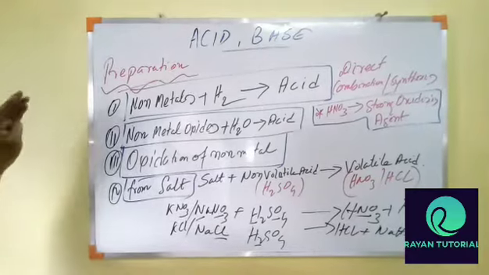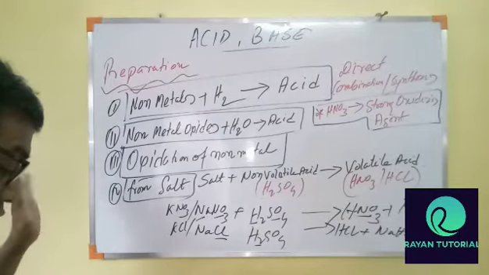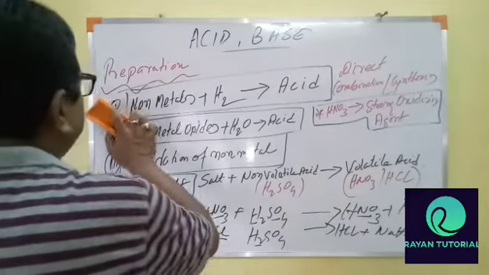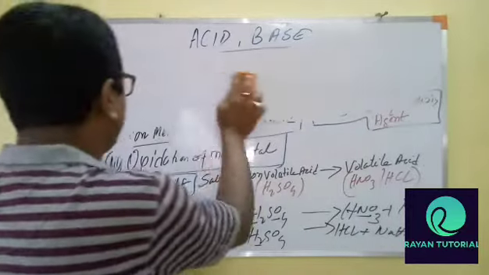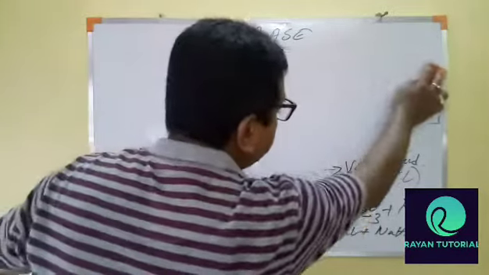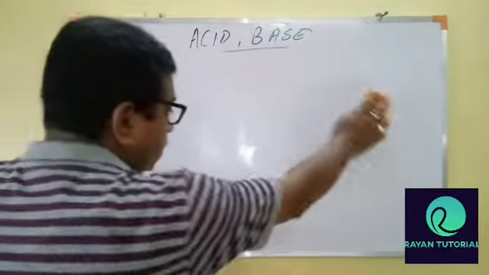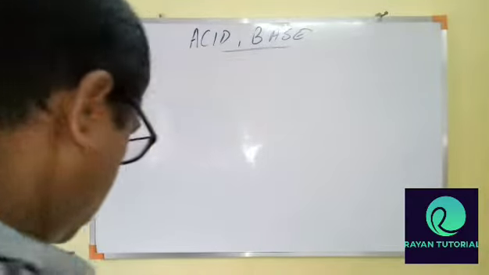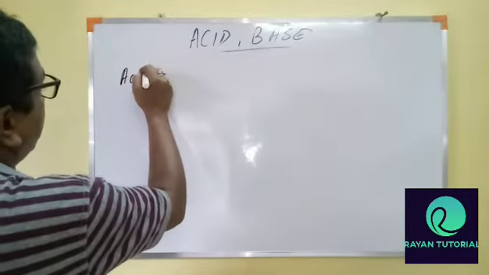So: non-metals plus hydrogen, non-metallic oxides, oxidation of non-metals, and from salt. Anything else? I don't think so. So this is all about how you will prepare an acid. Okay, next, just quickly go through the properties of the acids. What are the main properties of the acid? For learning the main properties of the acid, you have to use the activity series.